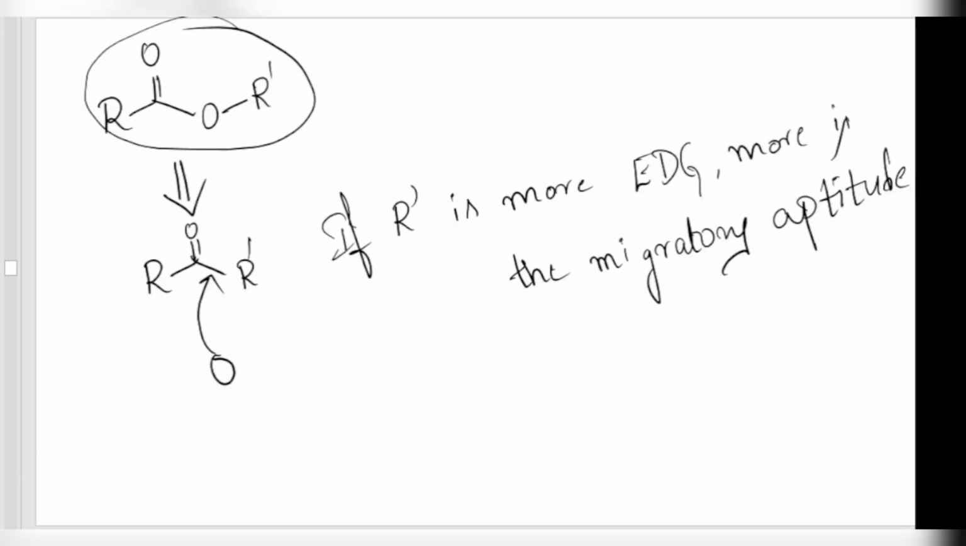And in the next step, we will see what is meant by this migratory aptitude. What is the sequence of this migratory aptitude?